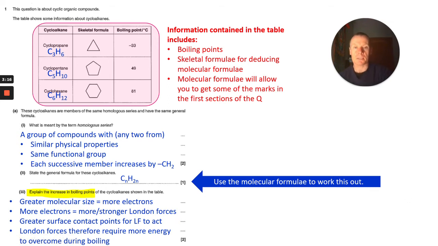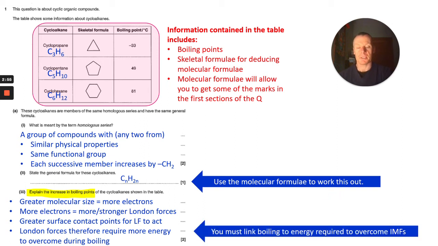Obviously, the greater the molecular size, the more electrons are present, and more electrons mean more or stronger London forces. And also, the larger molecular size means greater surface contact points over which London forces can act. And that all leads to the final point, which is really important, that London forces require more energy to overcome during boiling, and you must make that point in order to score both marks. Now, there's a range of things you could say there, but that second mark has to come from the London forces being overcome by more energy, and therefore, if you don't put that in, you'll only get 1 out of 2.